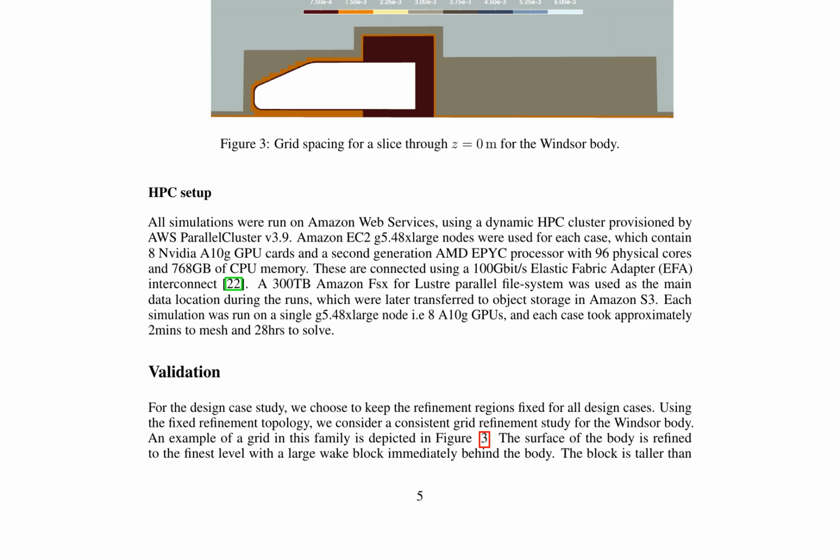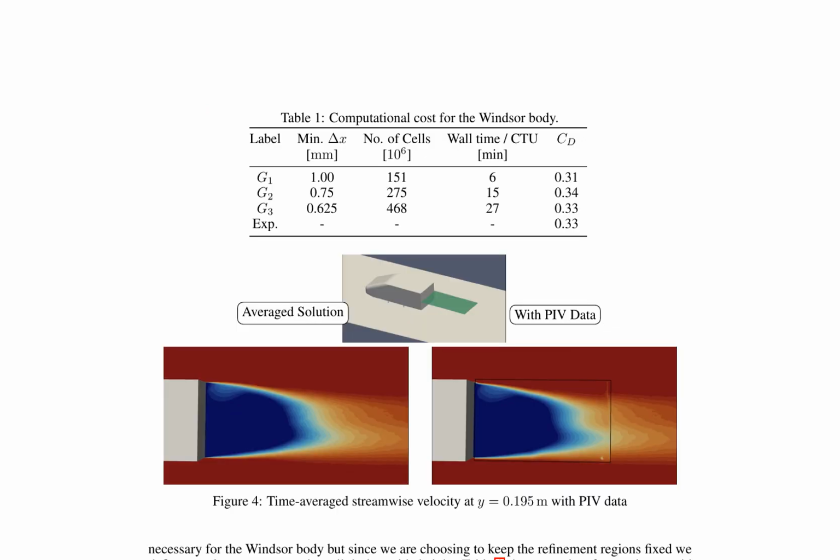GPUs. For validation purposes, a consistent grid refinement study was conducted for the Windsor body, keeping the refinement regions fixed for all design cases. The computational cost for the Windsor body is presented in Table 1, showcasing the results of a consistent grid refinement study using a sequence of grids, Gj, for j equals 1, 2, and 3.